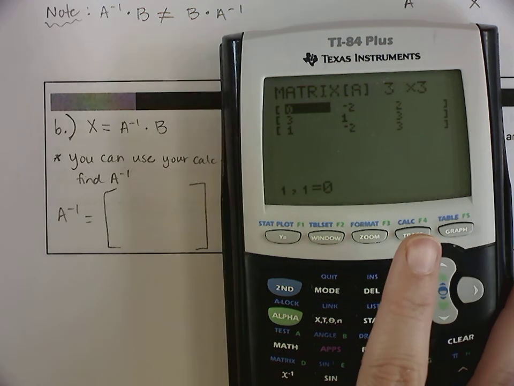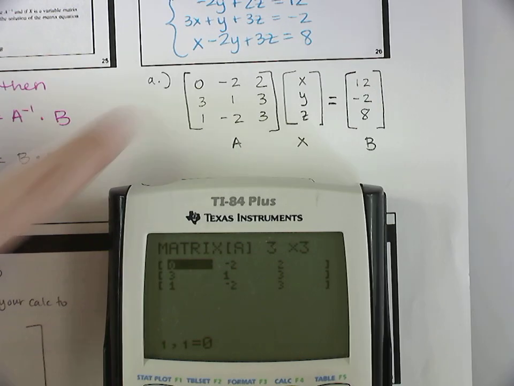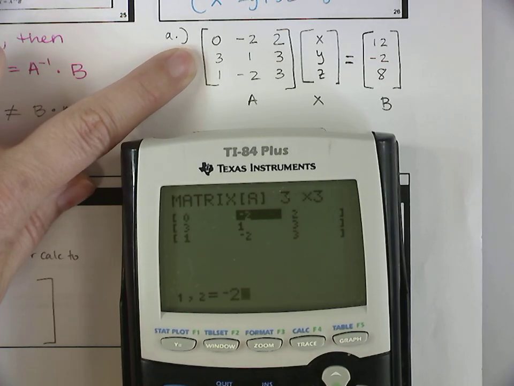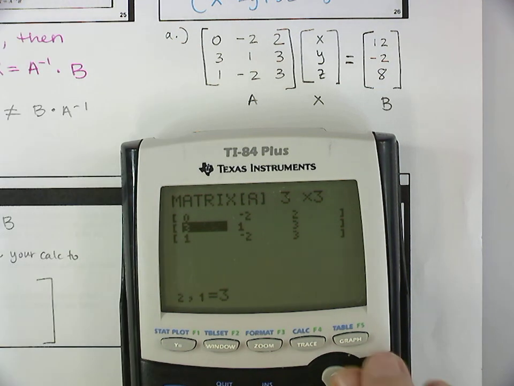And then we're going to go ahead and type in our matrix A, which is right here. So 0, enter, -2, enter, 2, enter. And then we're going to keep going. So 3, 1, 3.